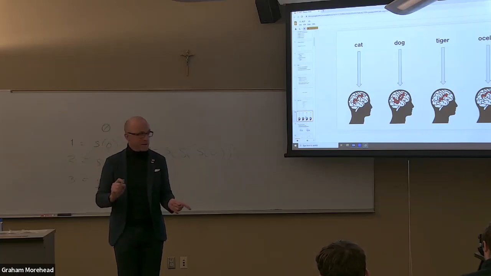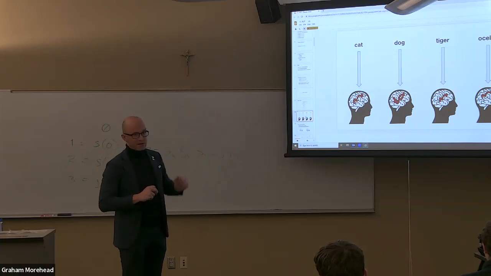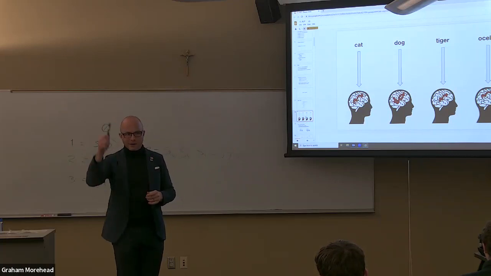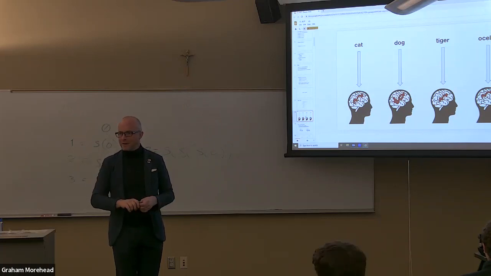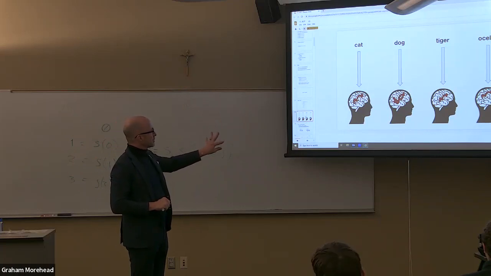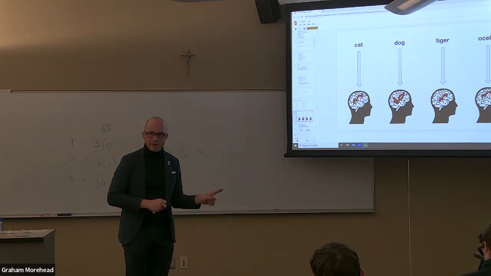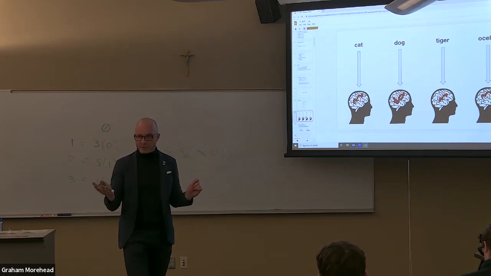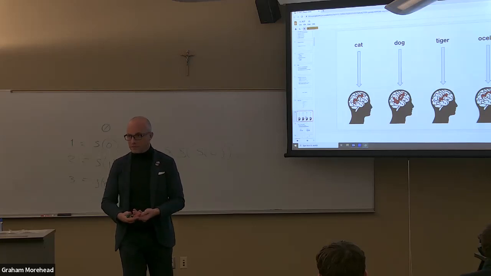Let's think about these words: cat, dog, tiger, ocelot. Anyone know what an ocelot is? What is it? Like a type of cat. So you can already kind of gather some of these patterns, even though they're all distinct, there is a distance, right? Some are more distant than others, right?